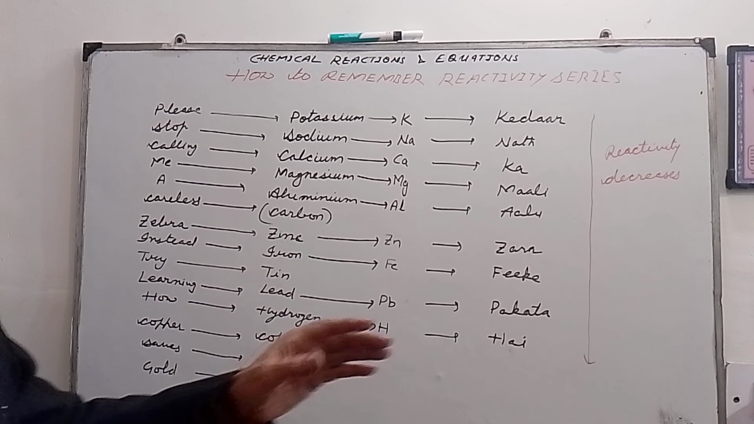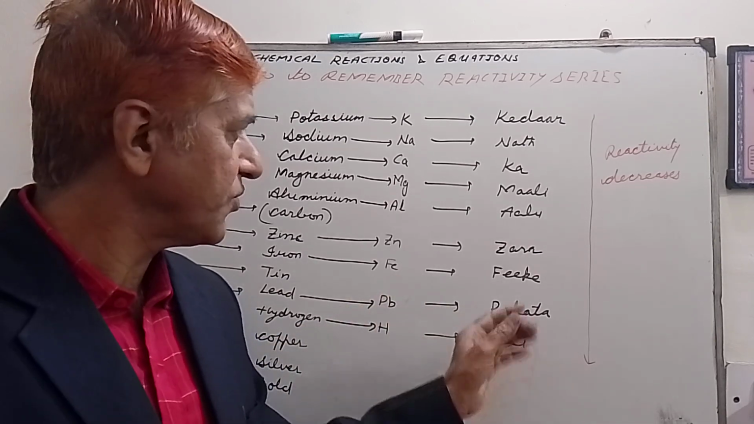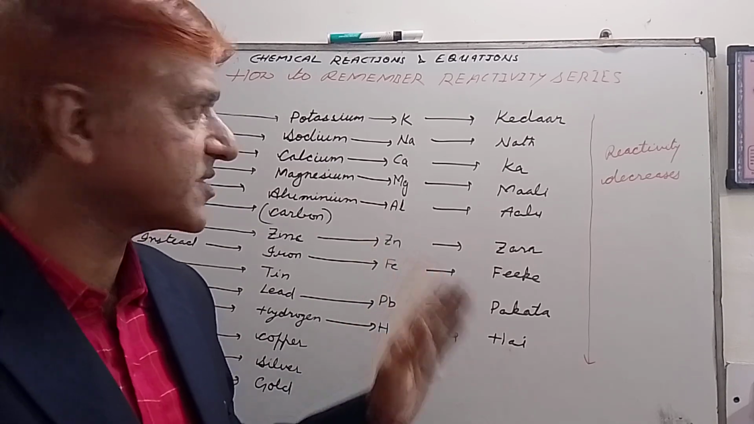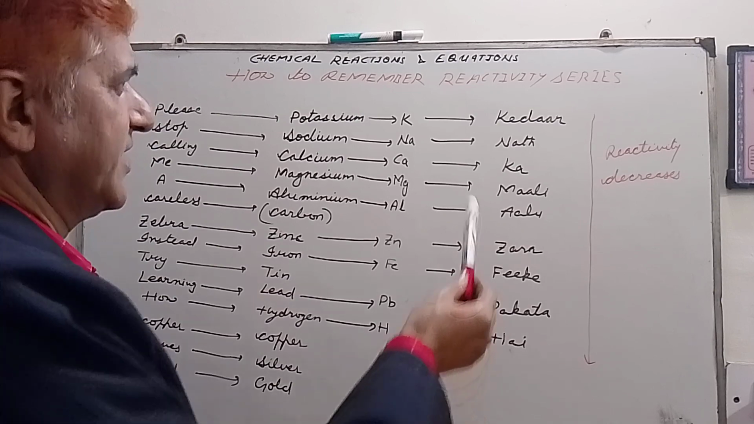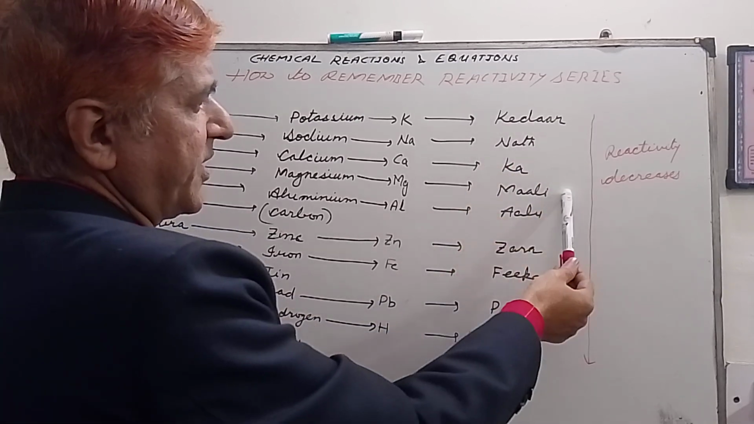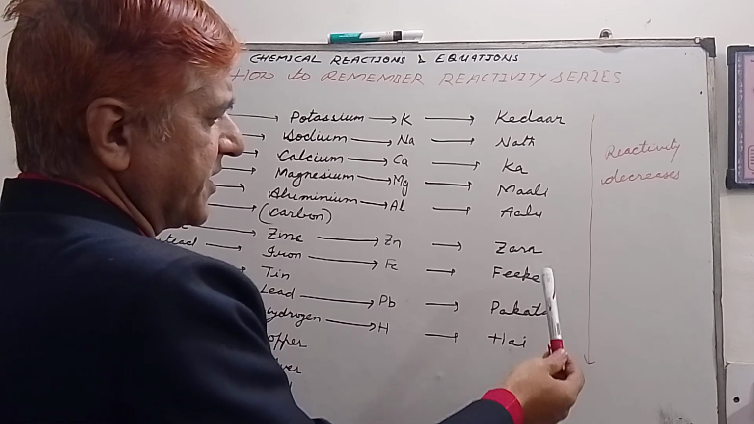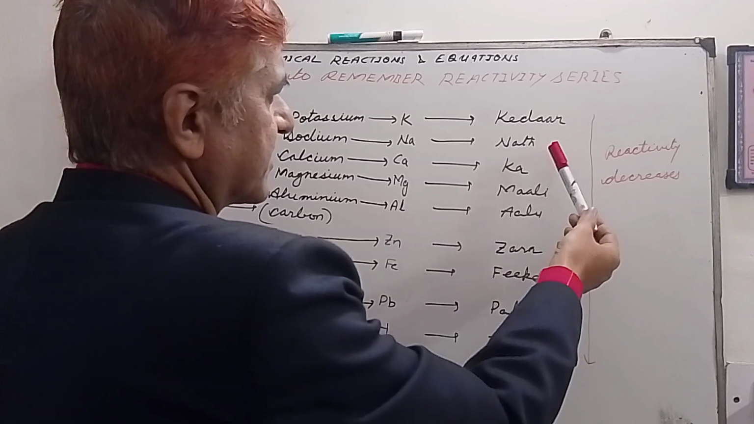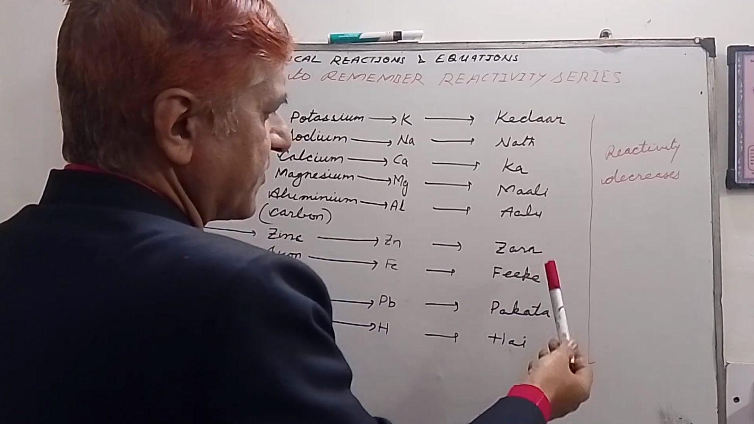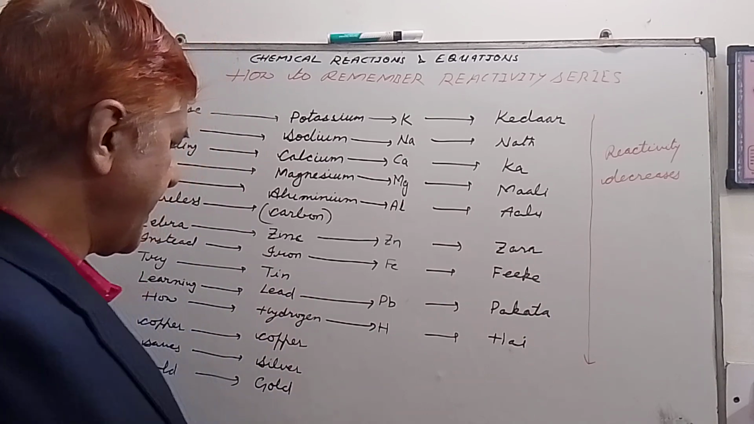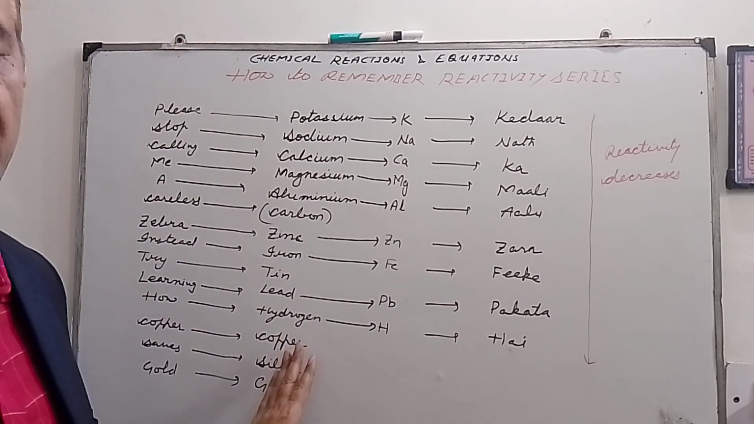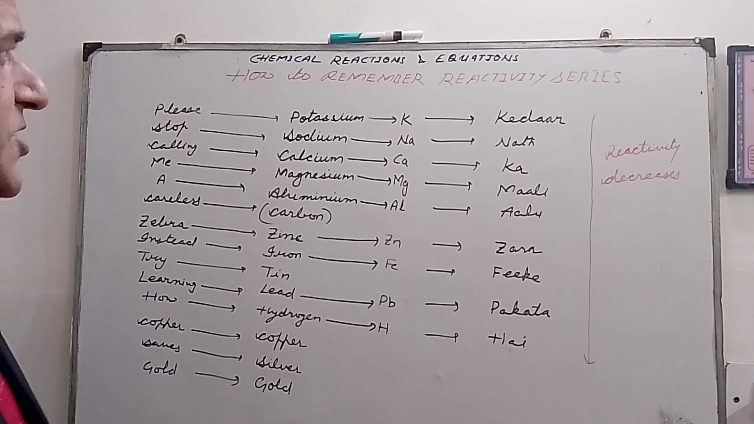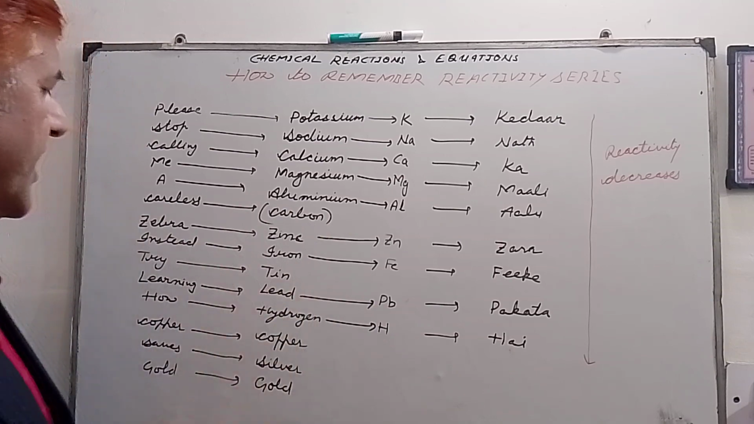Now there is also a sentence in Hindi to remember the metals of this series. And what is the sentence? केदारनाथ का माली आलू जरा फीके पकाता है. I am repeating once again. केदारनाथ का माली आलू जरा फीके पकाता है. And copper, silver, gold, you have to learn as it is.